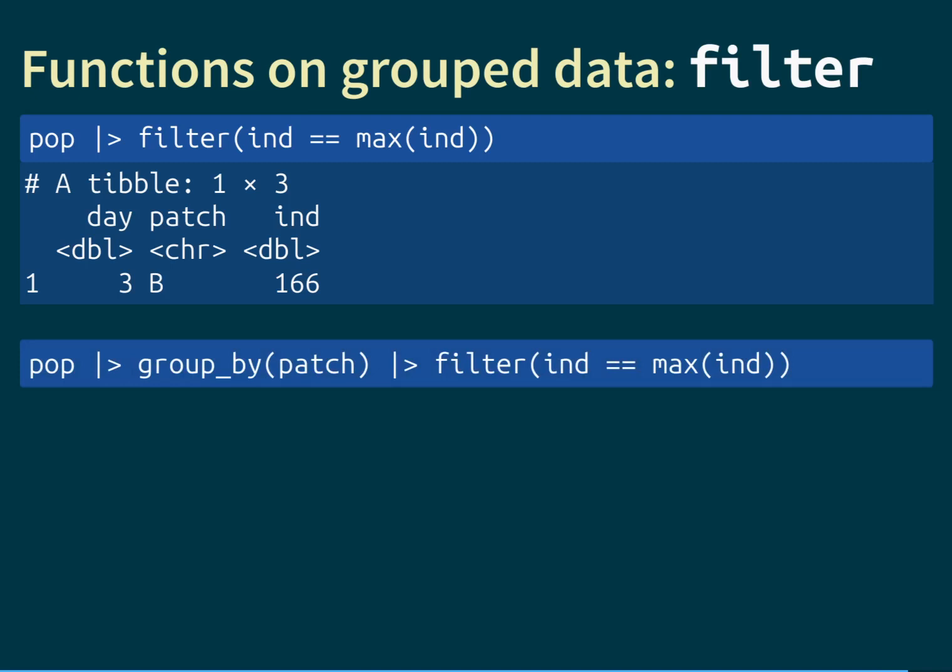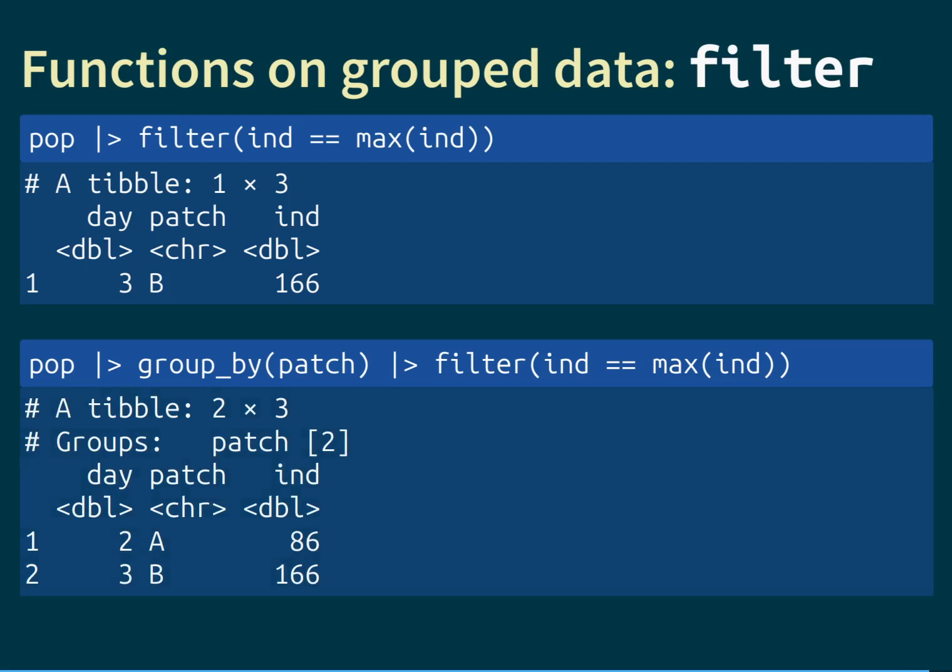Now, if we first group by patch and then filter for the maximum number of individuals, then this will be done for each of the groups, and the two groups here will be for patch A and patch B, and therefore the output will have two rows in it, namely the one for patch A and the other for patch B. We can see that the largest number of individuals in patch A happened to have been measured in day 2, and it was 86 individuals, whereas the largest number of individuals in patch B was measured on day 3, and it was 166 individuals, the one that we've seen above.